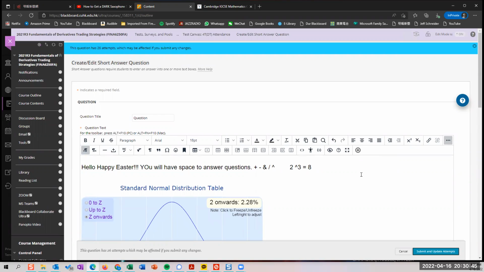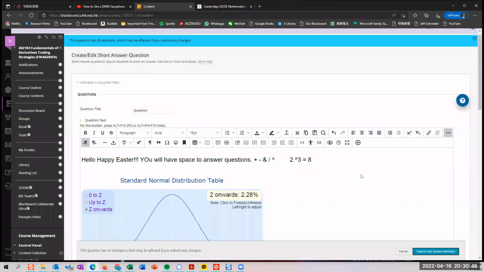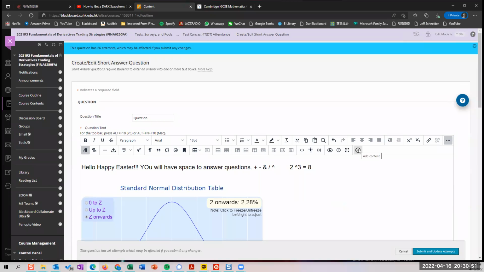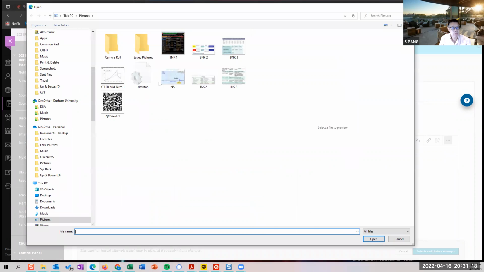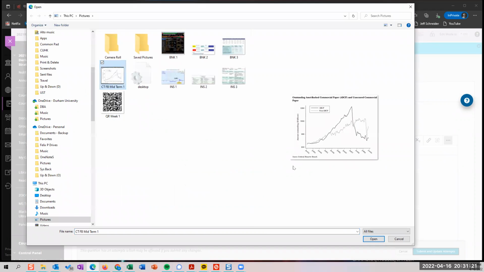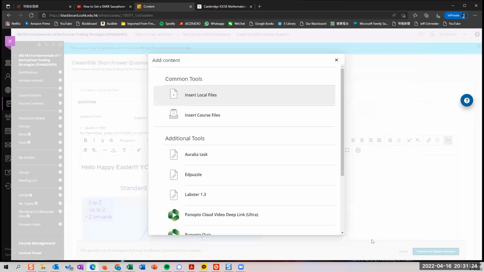Usually we are using the Excel table to calculate the present value of the swap. So I'm wondering. Ah, I understand now. Well, then you would have to think of some way to save your Excel table as a figure. I think when you add the content, you just insert local files. Look, you know what? If on the day it gets too complicated, don't push it.